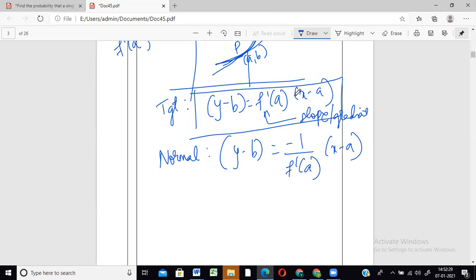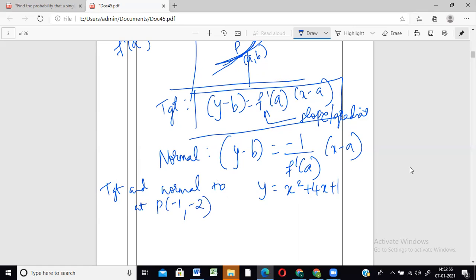Let us solve a few sums. It is not tough at all. Suppose they give you: find the equation of the tangent and normal to the curve y is equal to x square plus 4x plus 1 at the point (minus 1, minus 2).